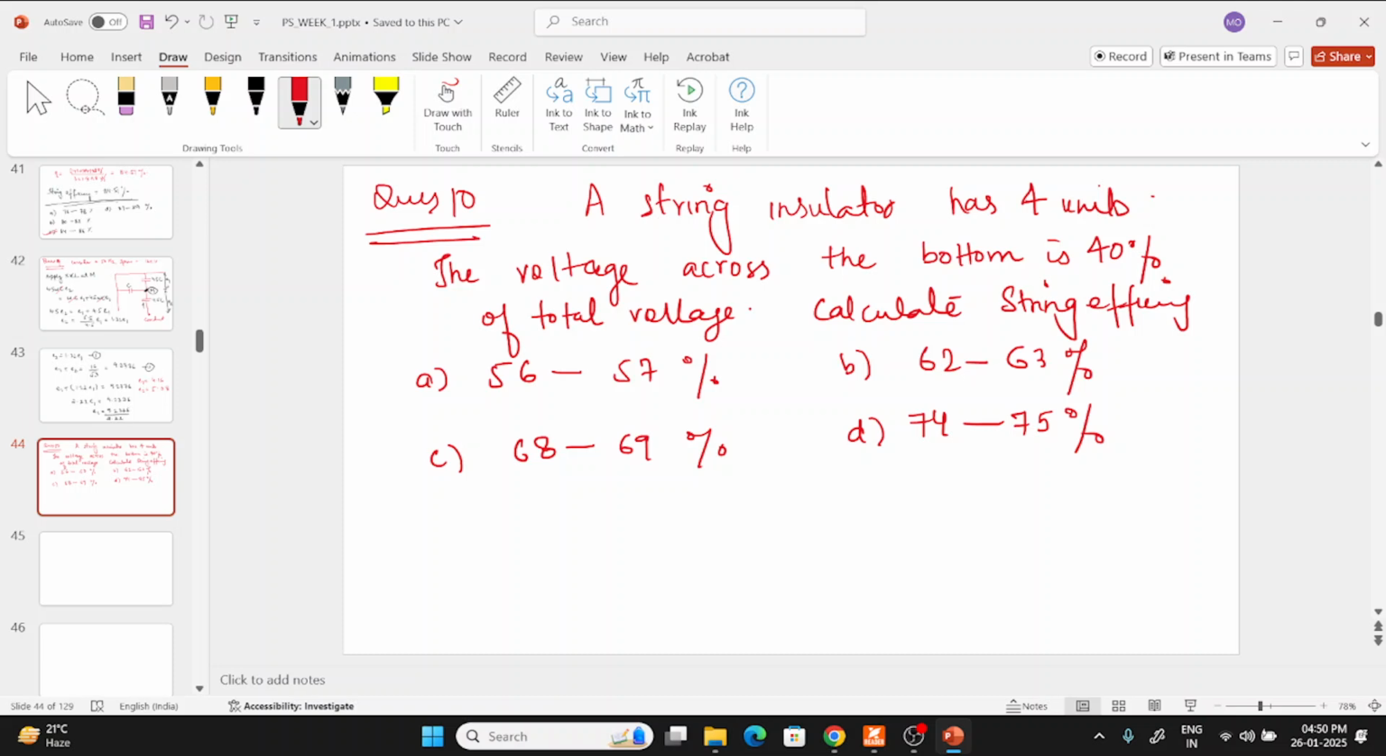75. Let me see it. B 62 to 63. Okay. Let me solve it for you.